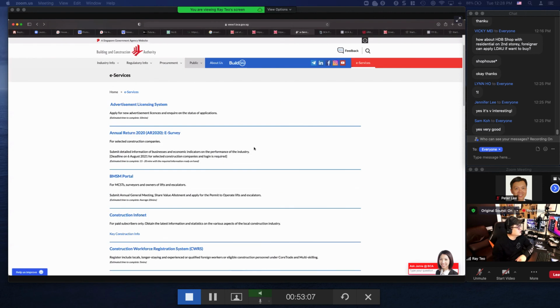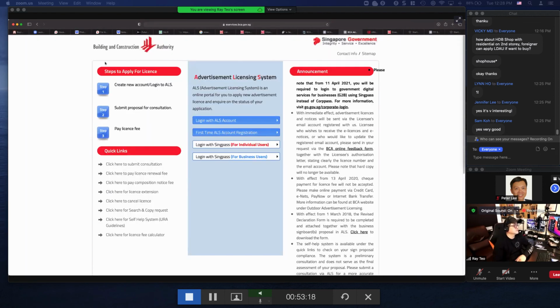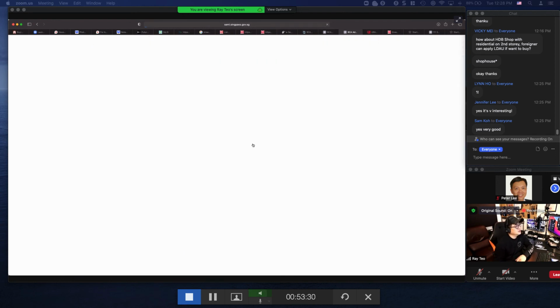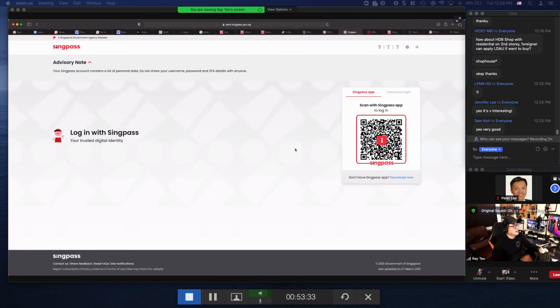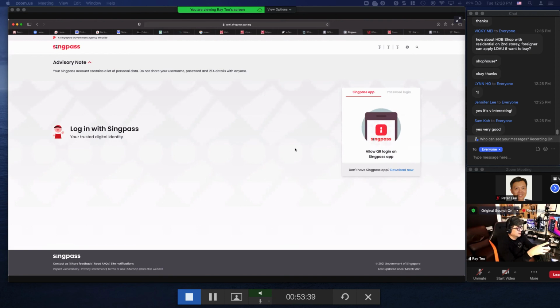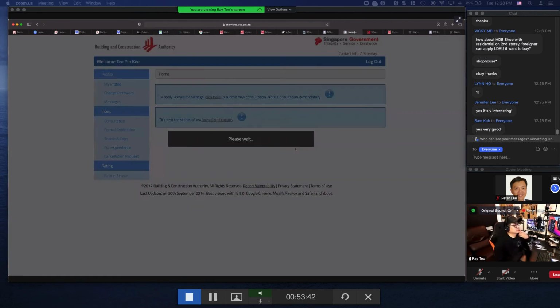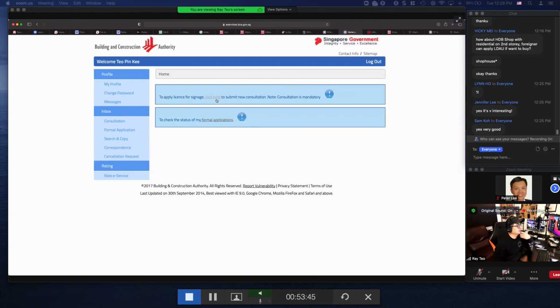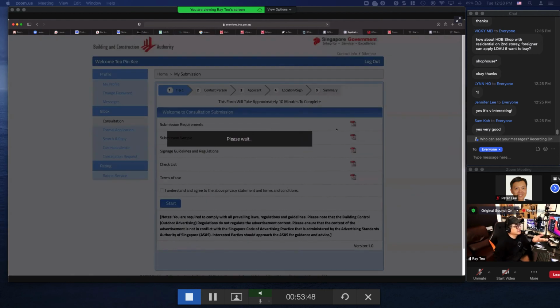The other one that you should use, which a lot of agents never use, is the advertisement license system. For all banners, if you are hanging banners on the vendor's property, you need to apply for a license by law. So you go here and log in with your SingPass, then apply for a license for signage. Click here.